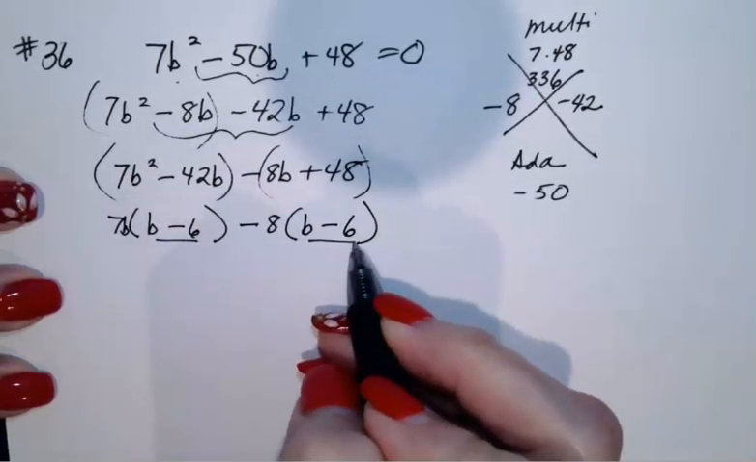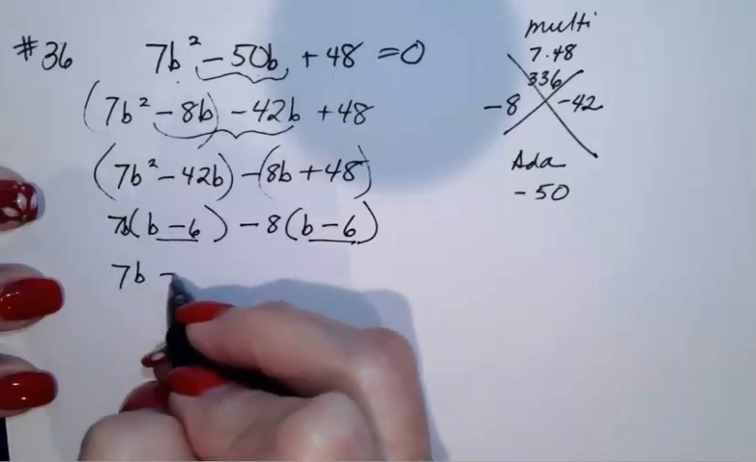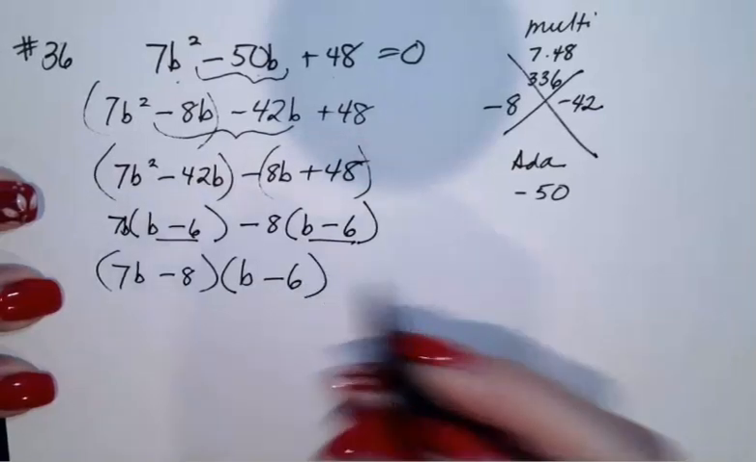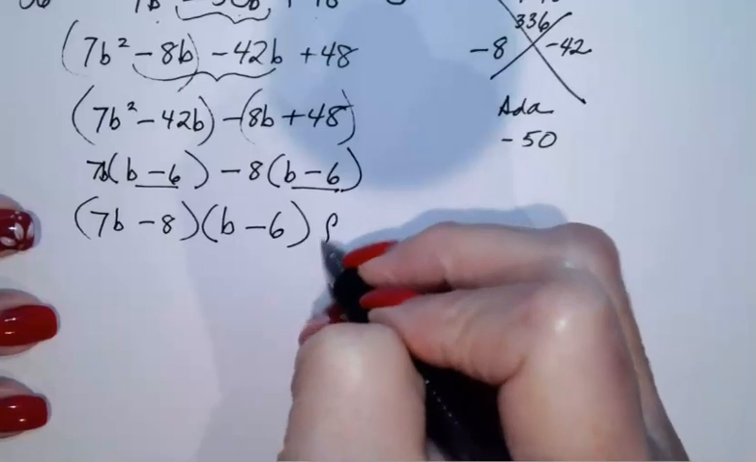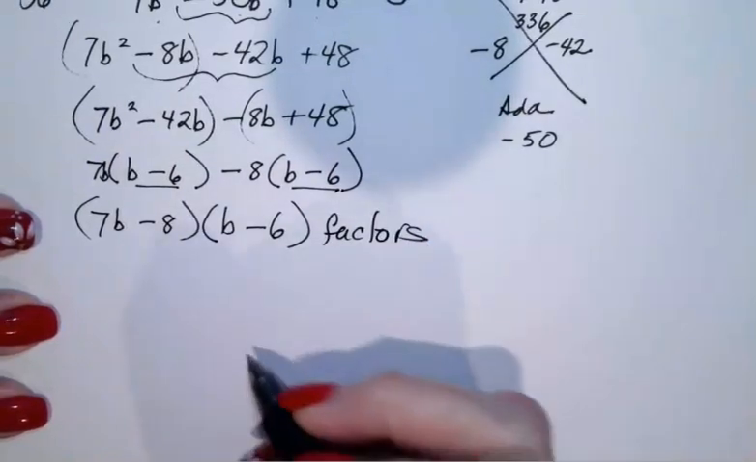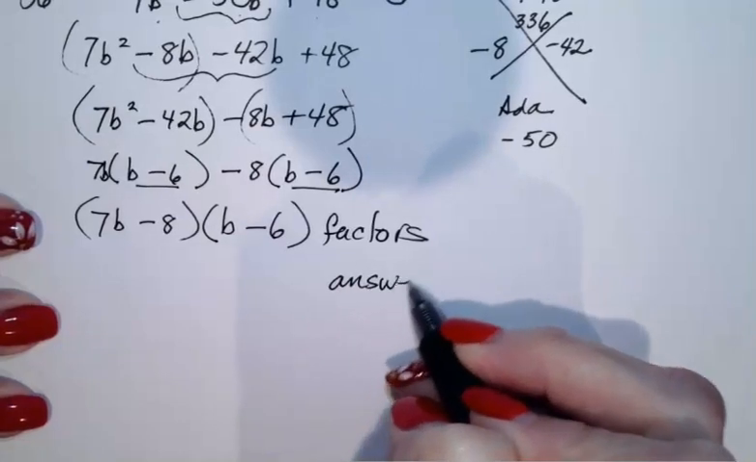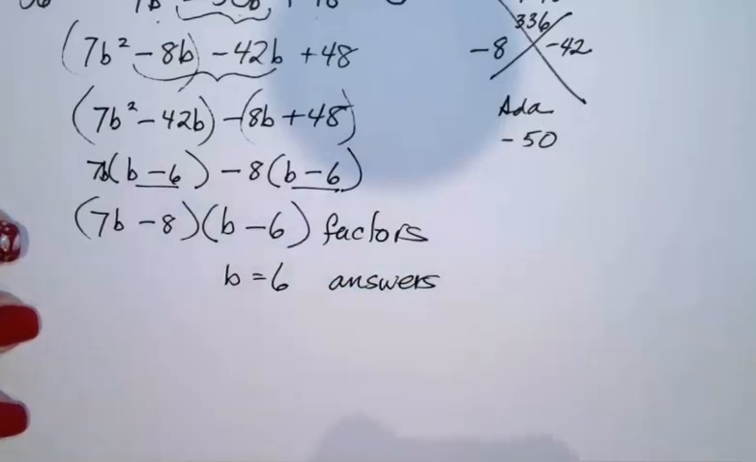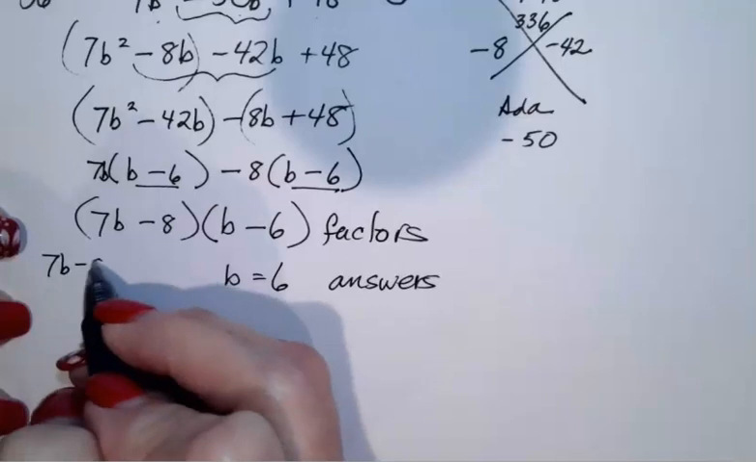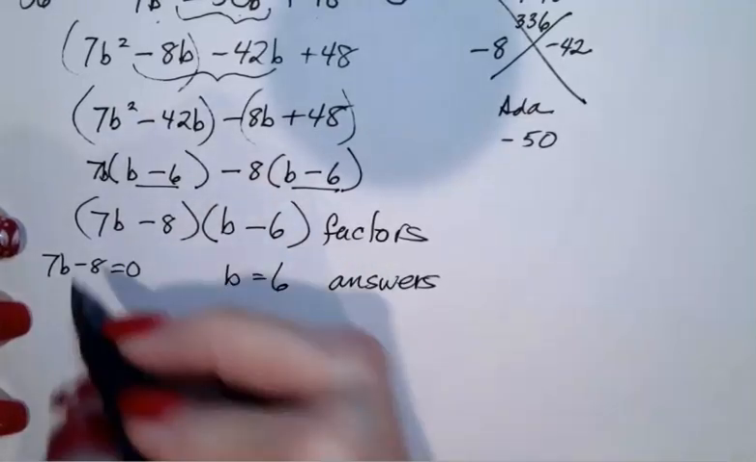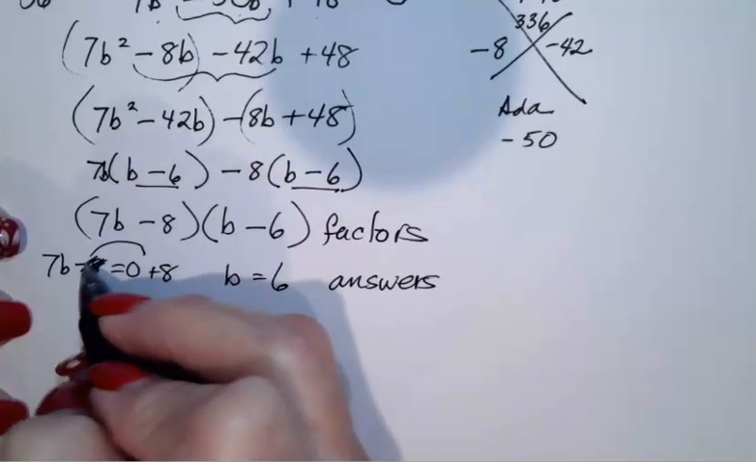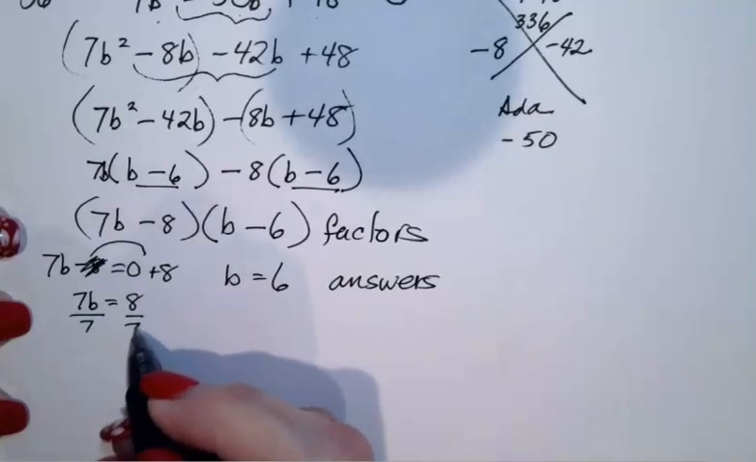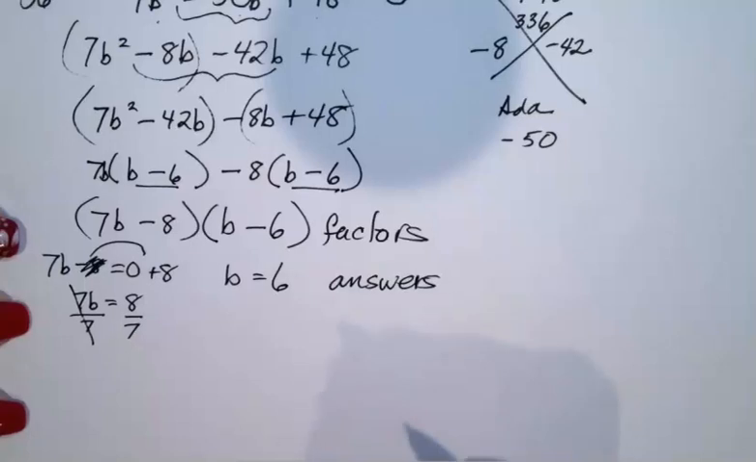Since I got the same thing twice, I can use it. So this is 7b minus 8 and b minus 6. Those are factors, not answers. Factors, not answers. I need to find the answers. This one's easy. This is going to equal positive 6 because it's a negative 6. But this one I'm going to have to set up as an equation. Negative 8 becomes positive 8. 7b equals 8. Divide both sides by 7. b equals 8 over 7.